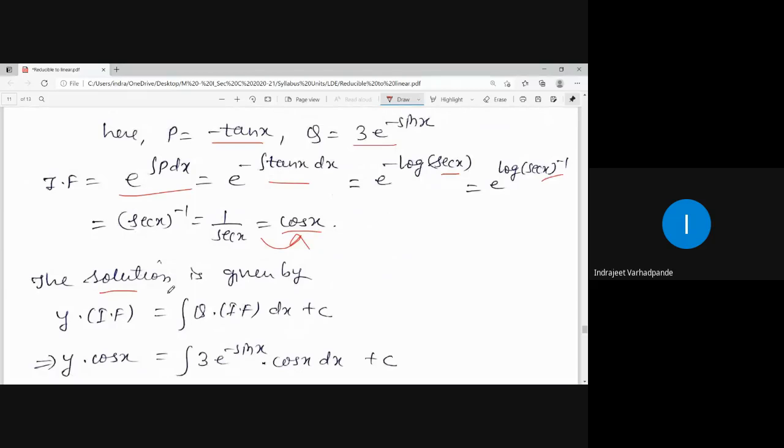The solution is given by y into IF is equal to integral q into IF dx plus c. y into cos x is equal to integral 3 into e to the power minus sin x into cos x dx plus c. Now how can this integration be resolved?